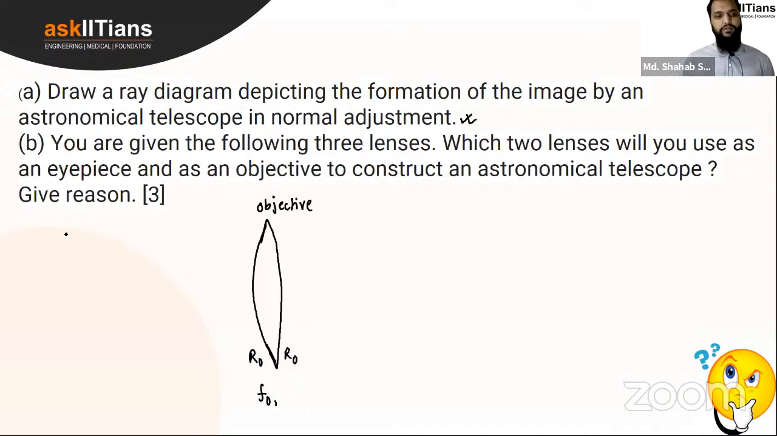Why do we call it the objective? Because if we are looking at a star, and we know the star is far, far away, then technically speaking the rays will come from infinity. The object is at infinity, so the two rays will come parallel, right? So let me draw the principal axis.